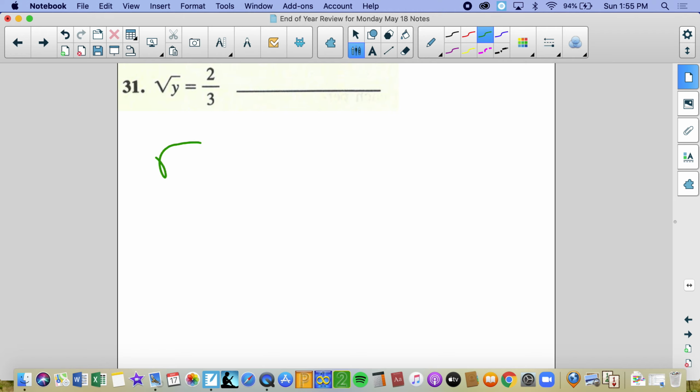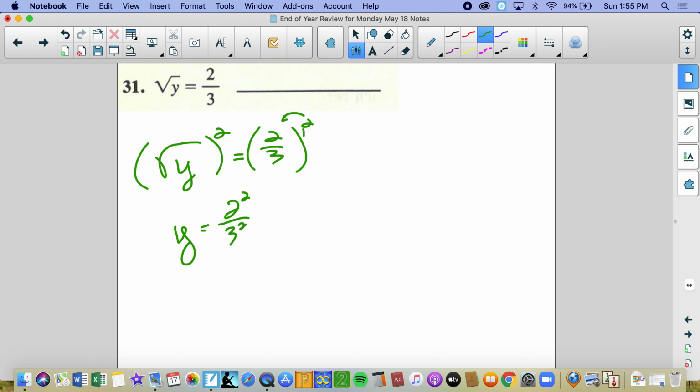Again, we are going to square each side because that's what gets rid of a square root. That leaves me with y equals, that's 2 squared over 3 squared. We're going to distribute. We can distribute exponents through multiplication and division. We cannot distribute exponents through addition and subtraction. So y equals 4/9. Check it out. Square root of 4/9 equals 2/3. So that works. 4/9 is my solution.